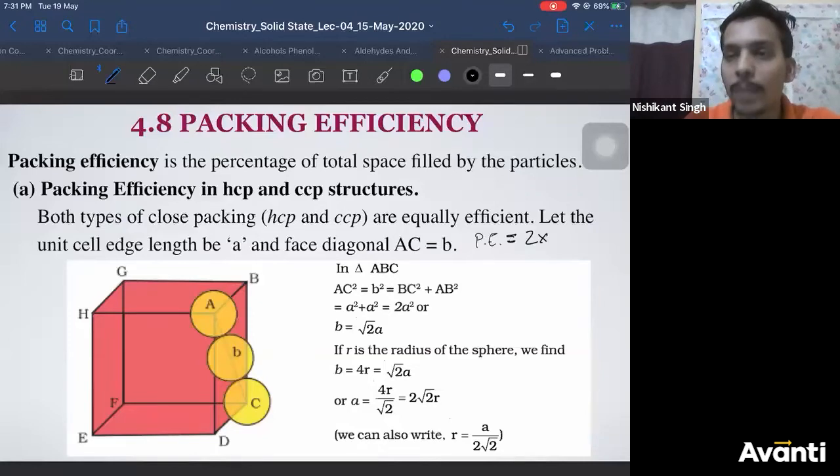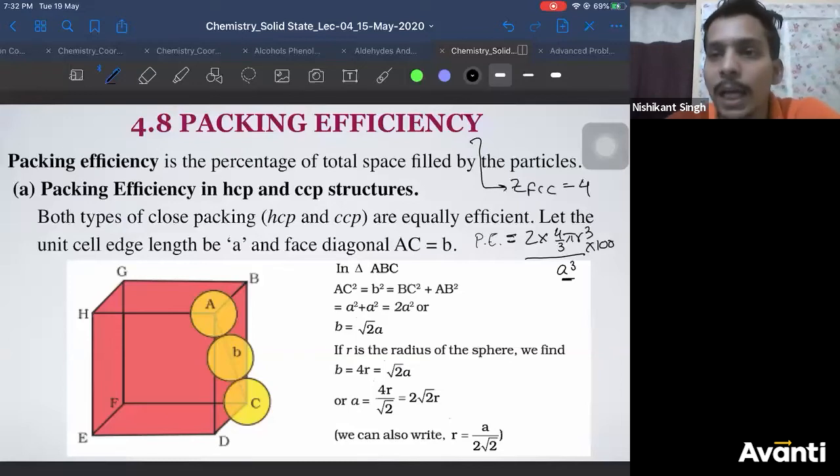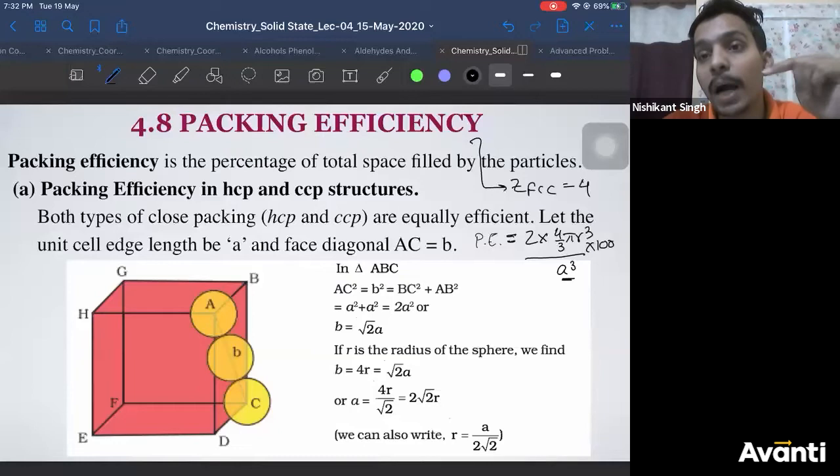So the formula for packing efficiency is Z into 4 by 3 pi R cube divided by A cube into 100. Right? This is the formula. Now, what is the Z value for FCC? We have already calculated that the Z value for FCC is 4. Now, A cube. Now we need to find the relationship between A and R. Now, which particles should we choose? The particles which are touching each other. Remember that.